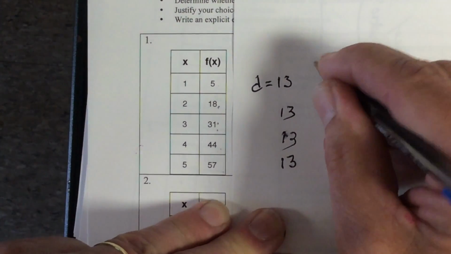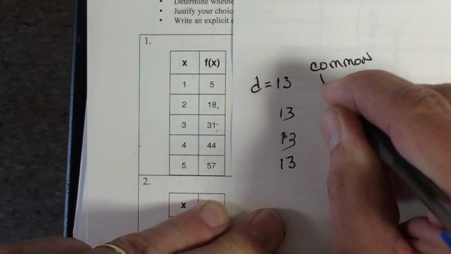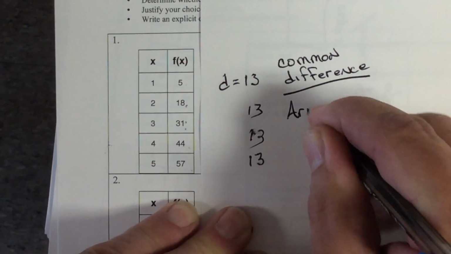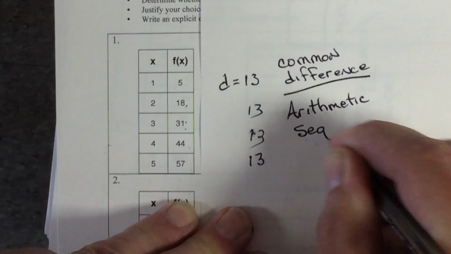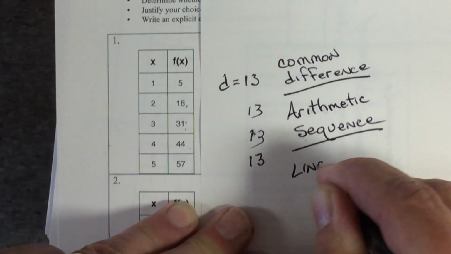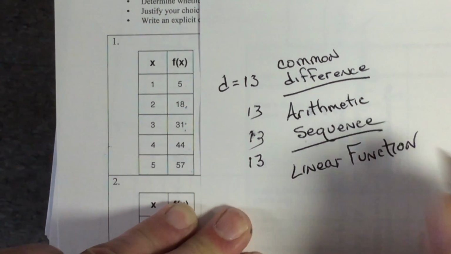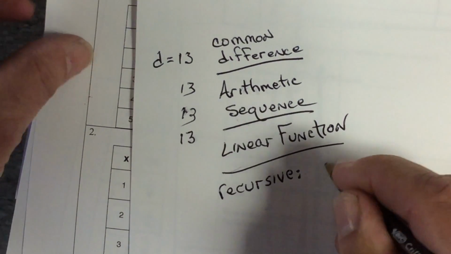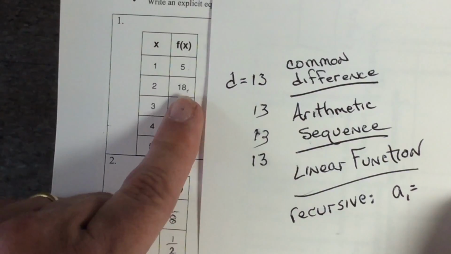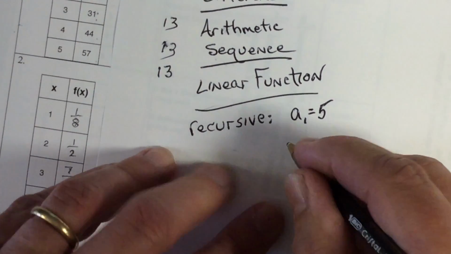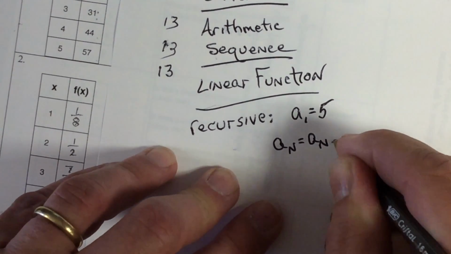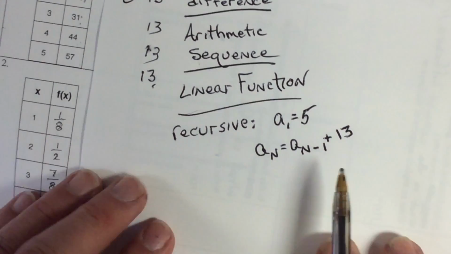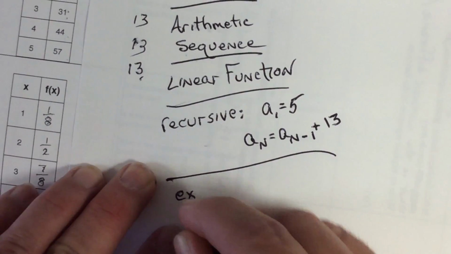If I have a common difference, I don't have to do any more thinking. I know that I have a common difference. That makes it an arithmetic sequence. That makes it a linear function. That means that my recursive formula is: the first term is equal to 5. And for every other term, you take the term that came before it and add 13, my common difference. So there's my recursive formula.